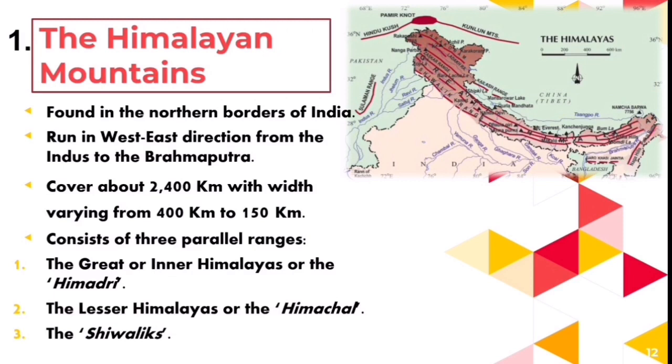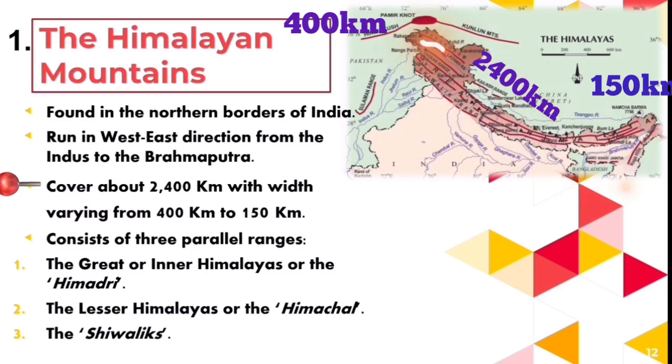These Himalayan mountains are found on the northern edge of India. They are the northern boundary of India, the natural barriers across the Indian northern part. They run from west to east direction, that is from the river Indus to the river Brahmaputra, covering a length of about 2400 kilometers and width ranging from 150 kilometers in the east to 400 kilometers in the west.